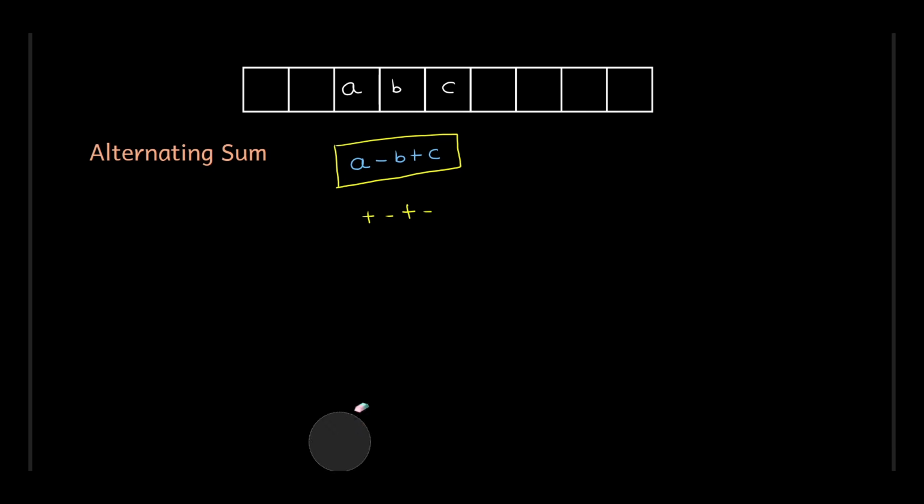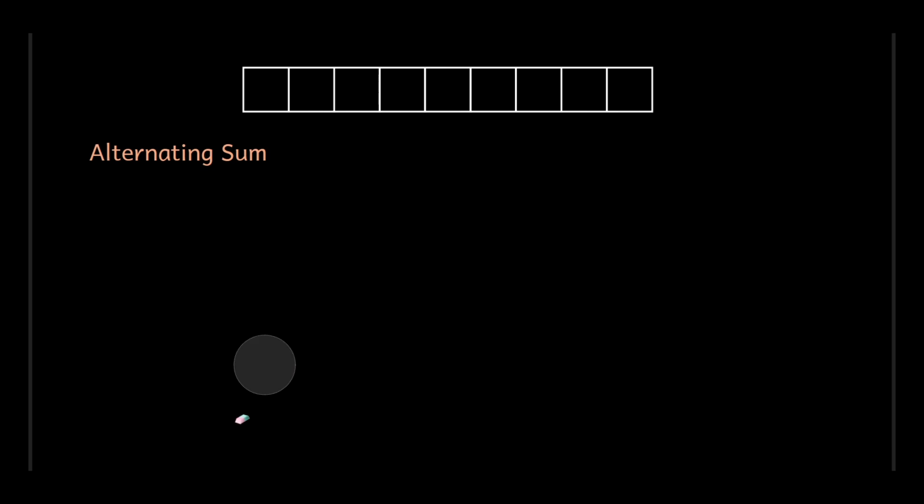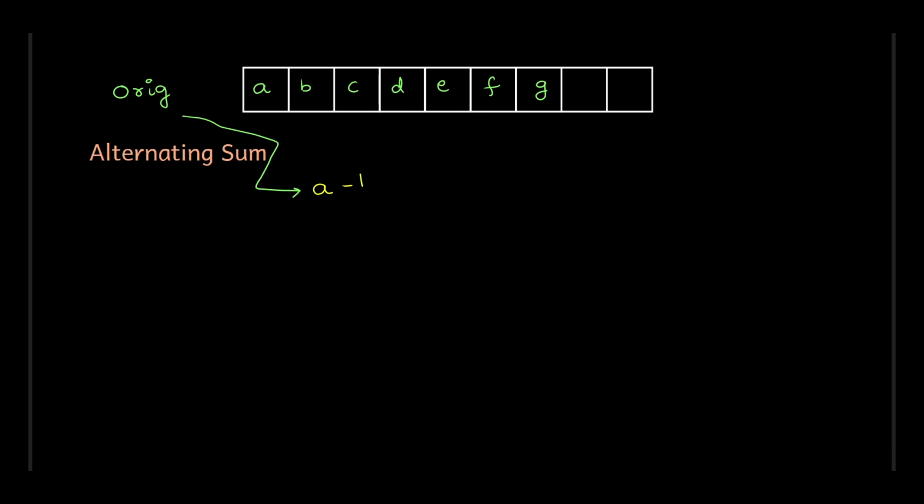So then you might get an idea that what if we explore what happens to the alternating sum of the original array after you have done the operation. So suppose the elements in this array are A, B, C, D, E, F and G. This is the original. Then what is the alternating sum of the original array? You can see that it is A minus B plus C minus D plus E minus F plus G.